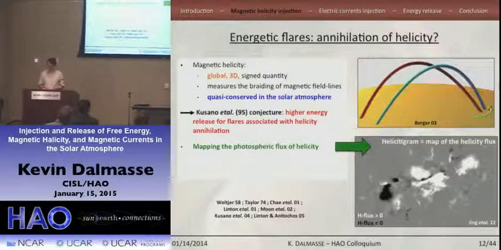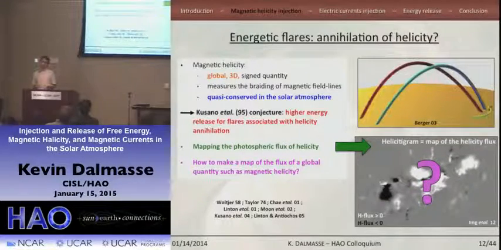The problem is that to do that, you need a surface density of helicity flux. So you need a local definition of magnetic helicity. But we have just seen that magnetic helicity is inherently not a local quantity. So how can we meaningfully map the flux of such a global quantity?